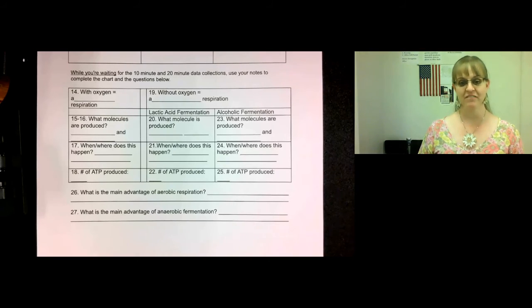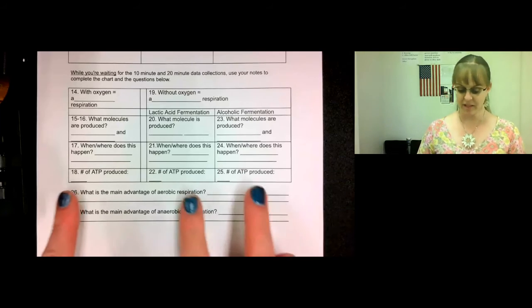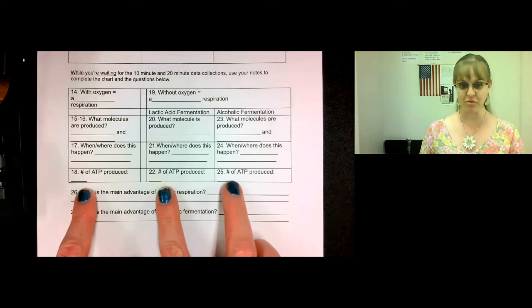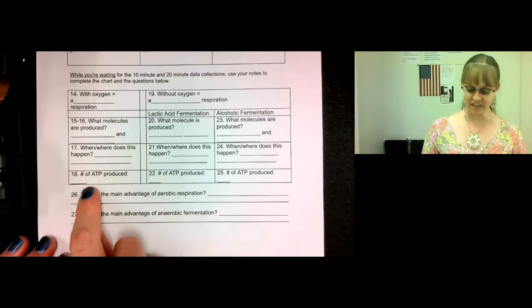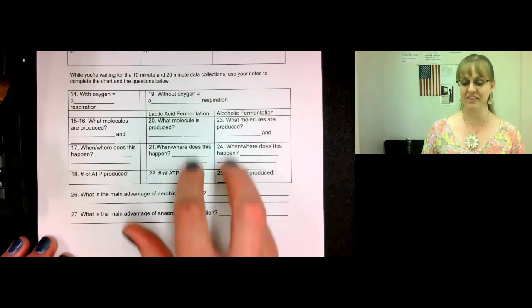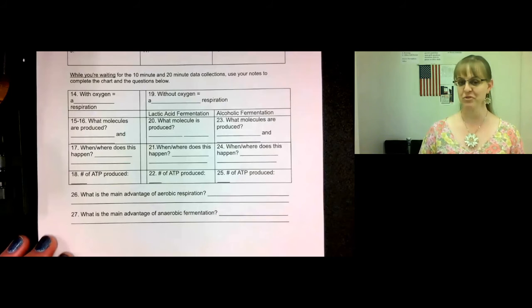Now, what is the main advantage of aerobic respiration? Well, compare the number of ATP. Look at how many ATP this one makes. Look how many ATP these make, and that will give you your answer.